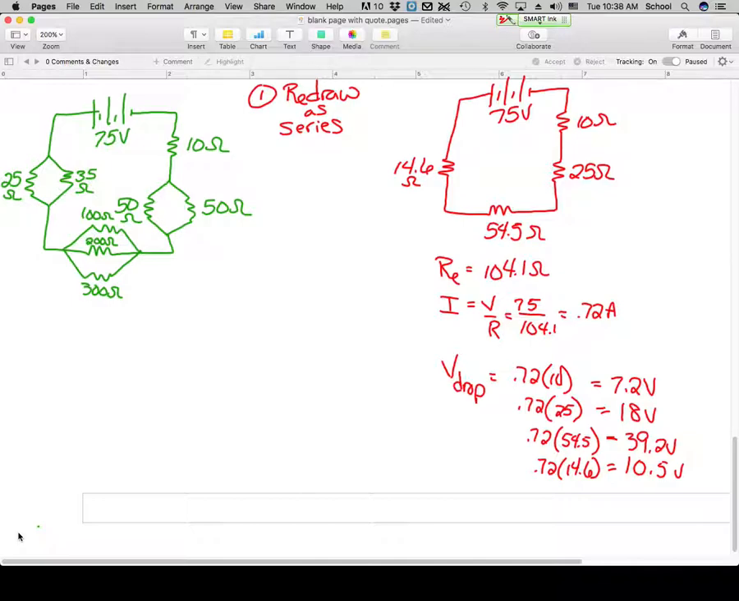Now, if I add these up, what should they add up to? 75. But they won't, because we rounded. 7.2 plus 18 plus 39.2 plus 10.5 equals 74.9. Do we say that's close enough because we just rounded? Yes. So far, it looks good.